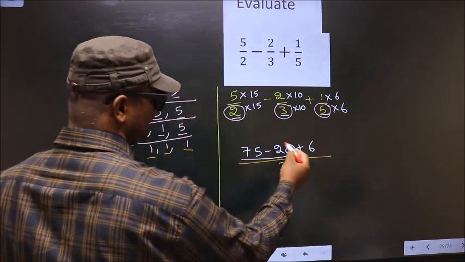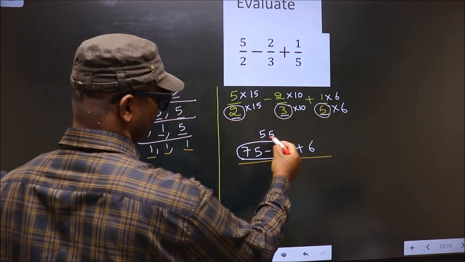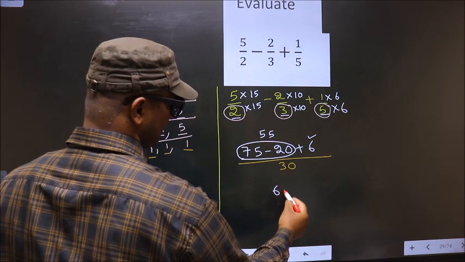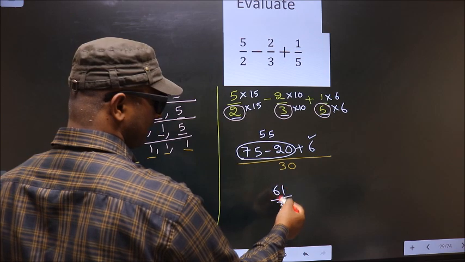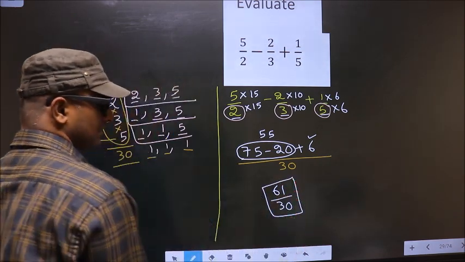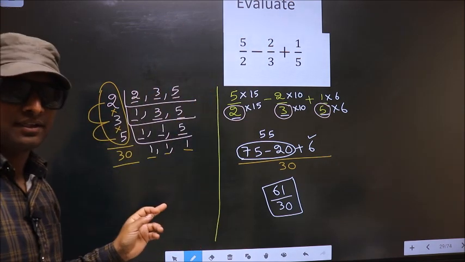Now 75 minus 20 is 55. 55 plus 6 will result in 61 by 30. We cannot simplify this fraction. So this is our answer. Am I clear?